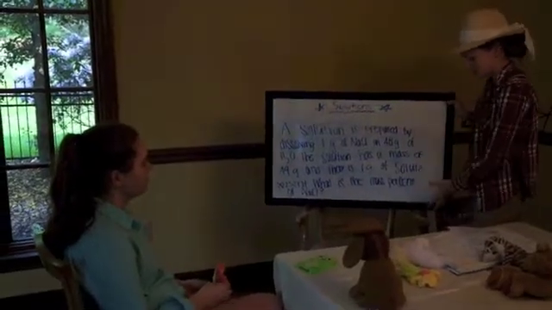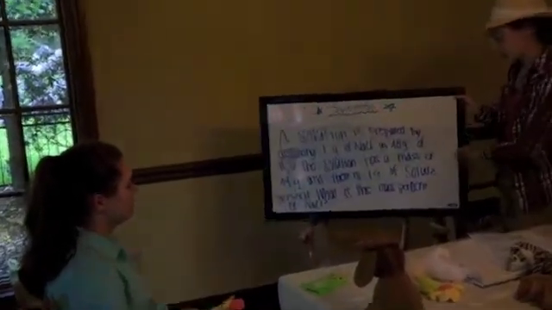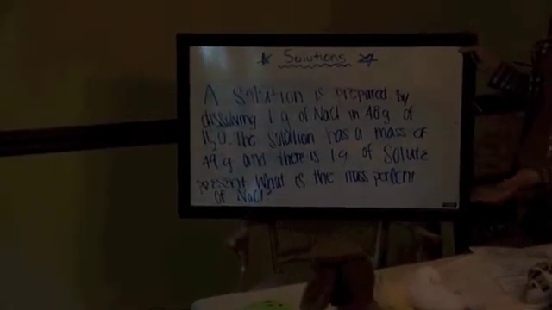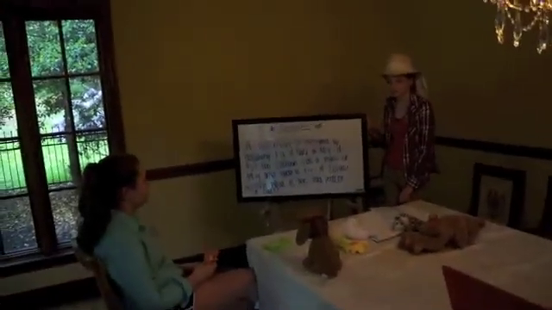Just as I promised, here's our example for mass percent. Now I'm going to read it to you and we're going to work it out together. A solution is prepared by dissolving 1 gram of NaCl in 48 grams of H2O. The solution has a mass of 49 grams and there is 1 gram of solute present. What is the mass percent of the NaCl? Let's do it. Ready, class?